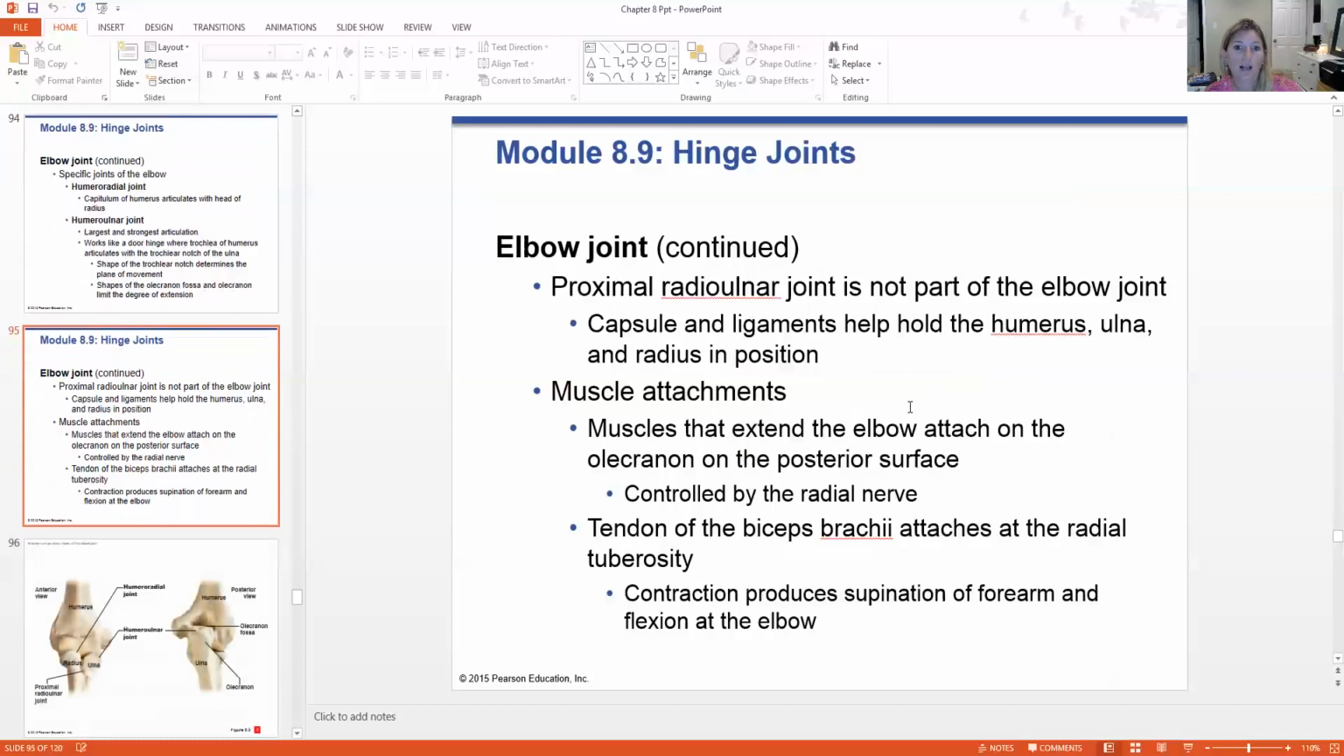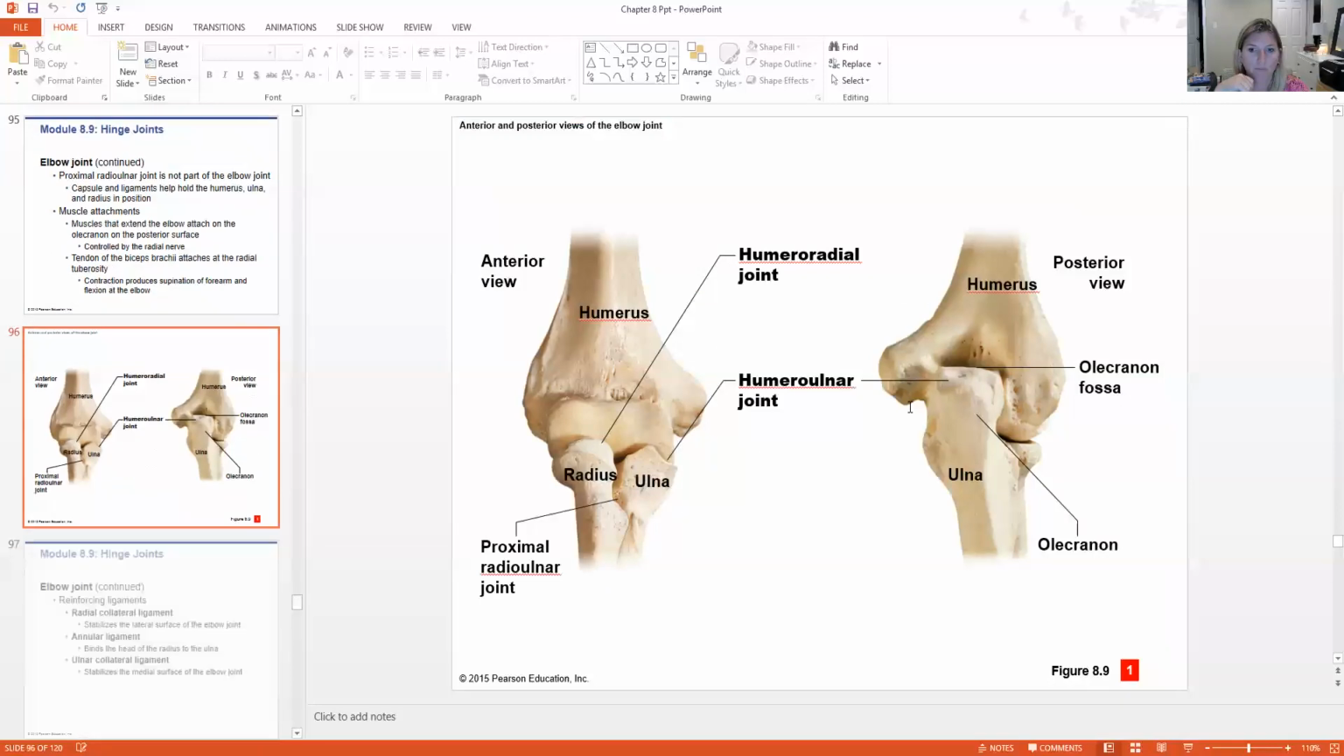The elbow joint has a proximal radial ulnar joint also that's not part of the elbow joint. This is where the radius and ulna are basically held in position together. So it's not part of the articulation, but those 2 bones are held together also. There's muscles in there as well. The tendon of the biceps brachii is an important one. That's really the only big one there. That's providing that leverage for flexion.